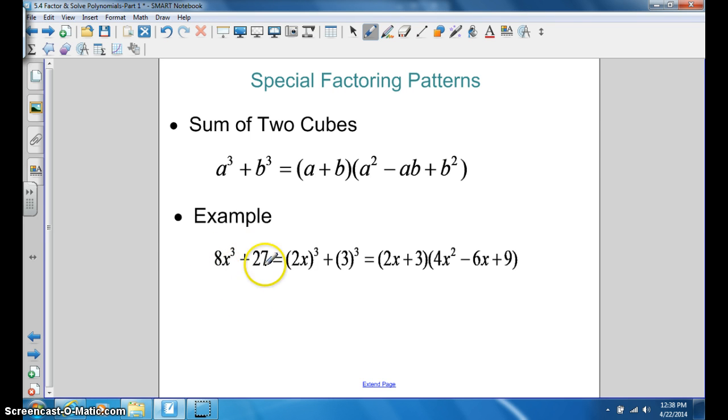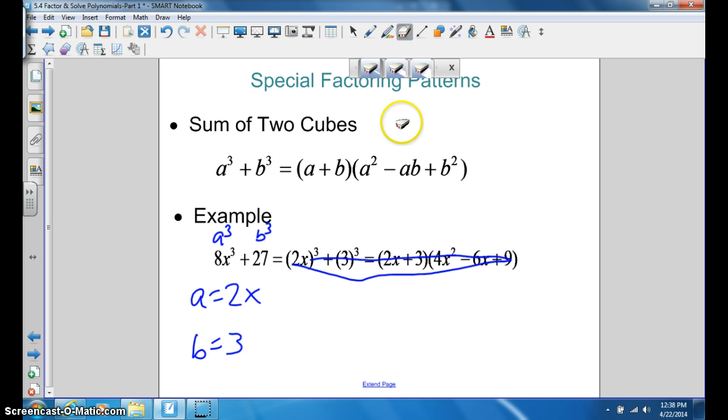So if we look at this example here, let's just ignore all this for right now. We have a cubed and b cubed here. We need to find out what a is and what b is, that way we can take a and b and just plug them in this formula, and we're off and running. To get from a cubed to a, we have to take the cube root of it. So we need to take the cube root of 8, which is 2, and the cube root of x cubed, which is x. And then the cube root of 27 is 3.